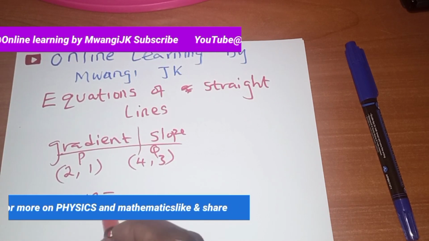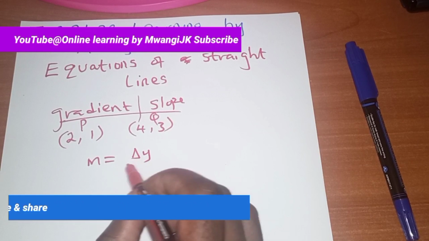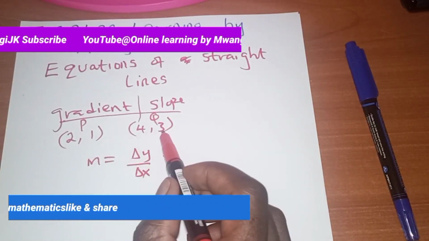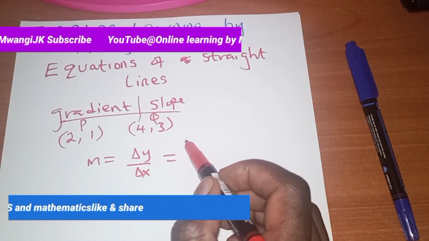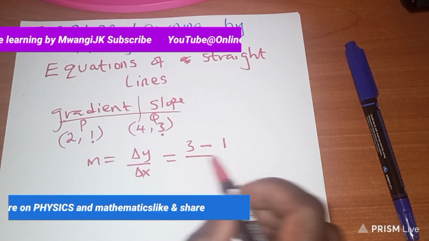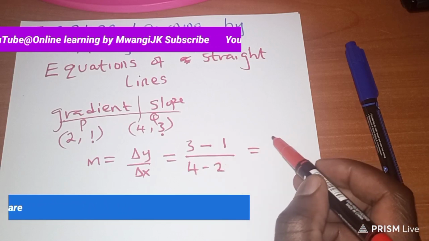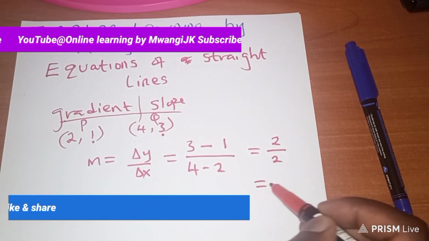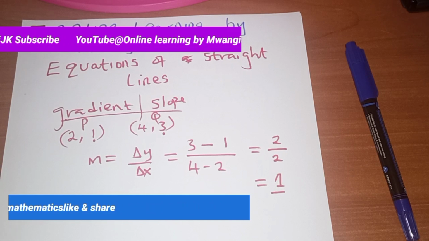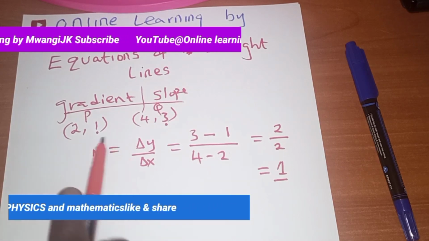So we say gradient is represented by M, and gradient is given by the change in Y over change in X. The change in Y, if I talk about this point Q, the Y of Q, so 3 minus 1, the Y part, divided by 4 minus 2, the X part, and I get 2 over 2, and finally this is 1. So 1 is actually the gradient of that line. That is getting the slope or the gradient of a line given 2 points.